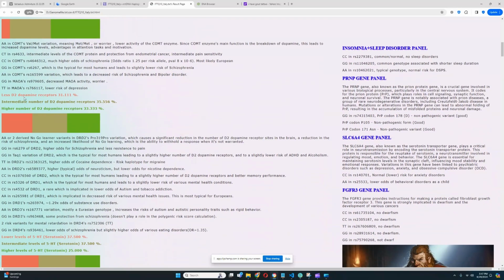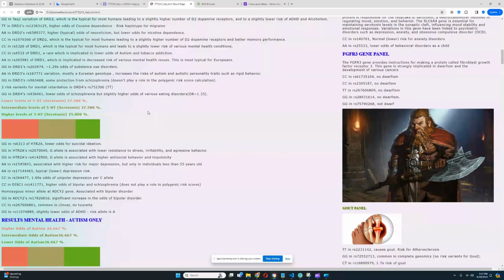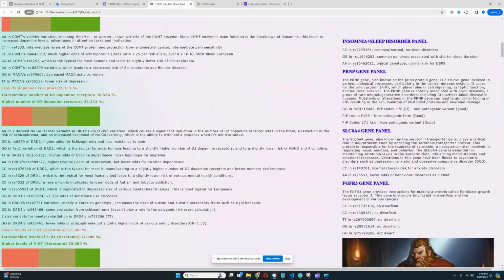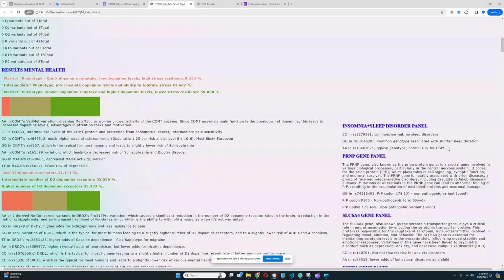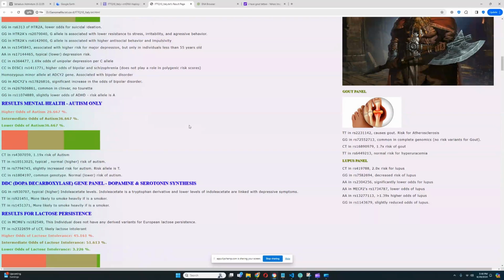For DRD2, he's scoring intermediate number of dopamine D2 receptor sites in the brain, so intermediate predisposition to such conditions as schizophrenia and bipolar. And for levels of 5-HT and serotonin, he's scoring some predisposition to lower or intermediate levels, so some very slight predisposition to such conditions as anxiety or depression. He does not have dwarfism. He's not a dwarf. And he does not have any predisposition to sleep disorders. Pretty good to see. For autism, it looks like he has predisposition to lower odds of autism. So that's pretty good to see. Not really autistic.